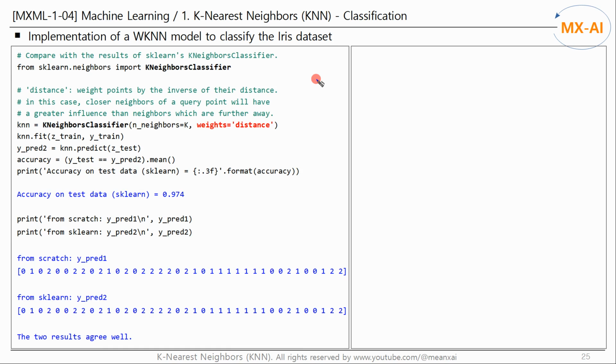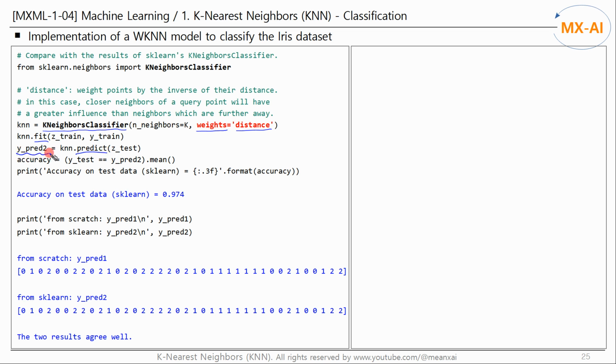Next, let's implement the WKNN model using scikit-learn. And let's compare the results with those on the previous page. We will use scikit-learn's KNeighborsClassifier. Setting the weights argument to distance creates a WKNN model. This will do the same thing we did on the previous page. Fit this model to the training data, and then predict the class of the test data.